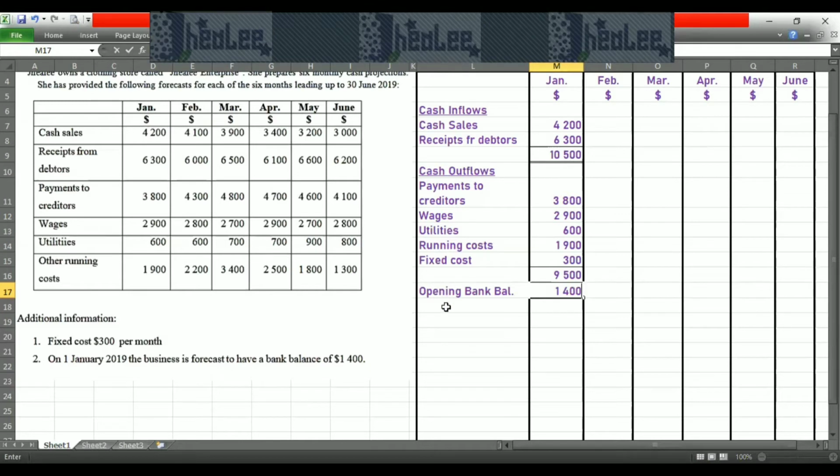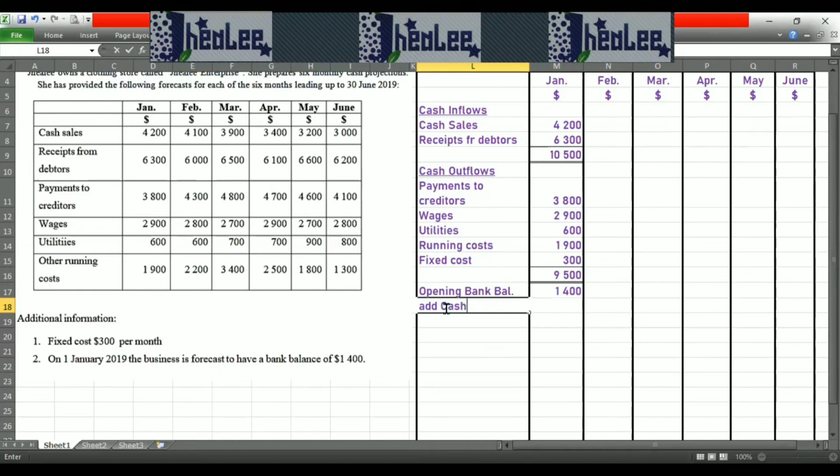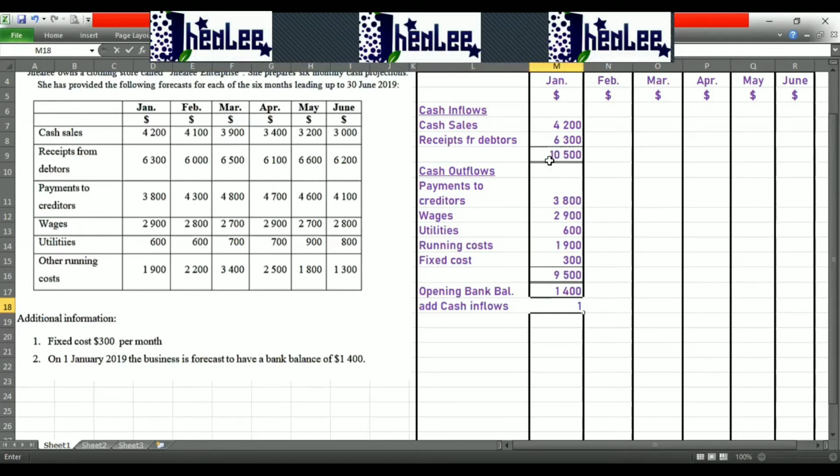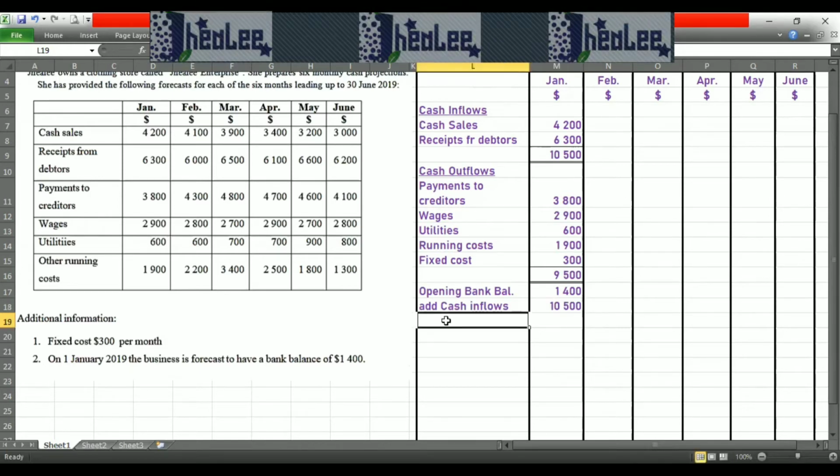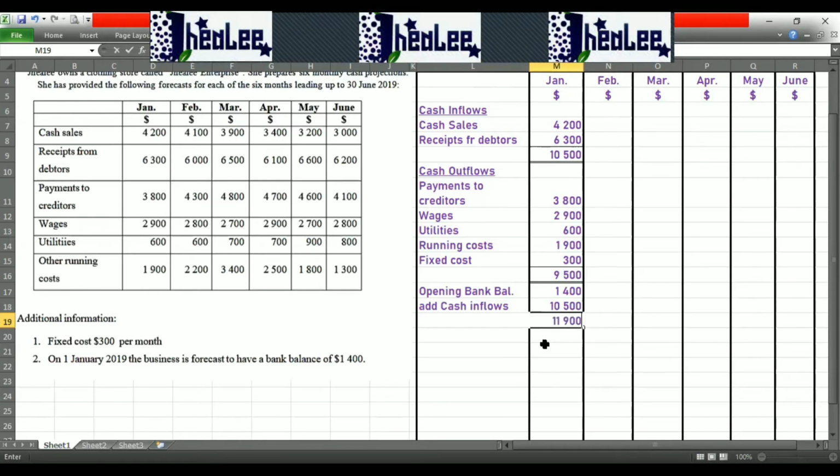1,400. To that, you're going to add your cash inflows, and that is 10,500. Remember, we have calculated that earlier. That's 10,500, and that would give us a total of $11,900.